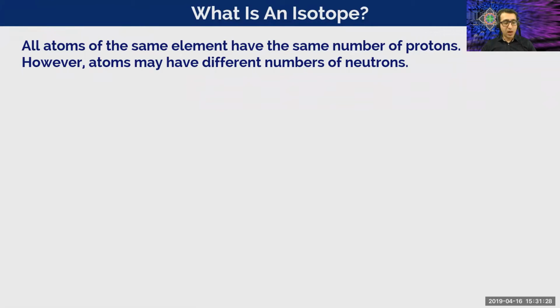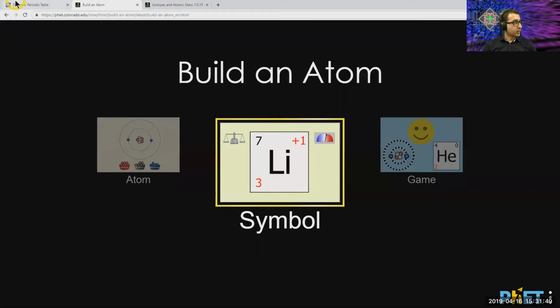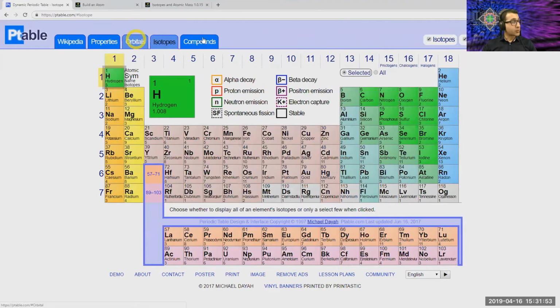So remember our definition of an element. Let's go back to it here. It's a substance composed of atoms, each of which has the same number of protons, the same atomic number. But atoms of the same element do exist which are different from each other. So let's look at the periodic table here. So going back to our friend, the periodic table. If I highlight the isotopes tab here, let's take hydrogen, for example.